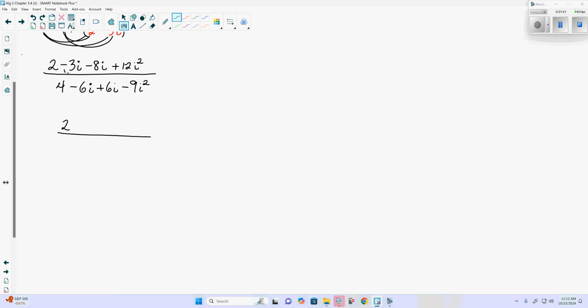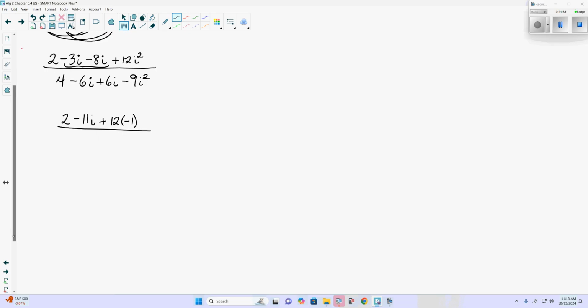On top, our negative 3i minus 8i is going to be negative 11i plus. Now our i squared is negative 1, so we're going to replace it. In the bottom of the fraction, our negative 6i plus 6i is 0. So that is gone. Minus 9 times negative 1.